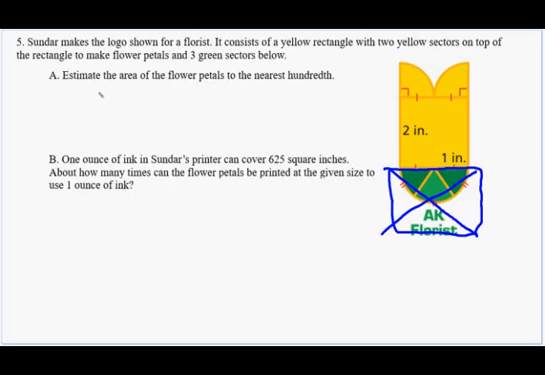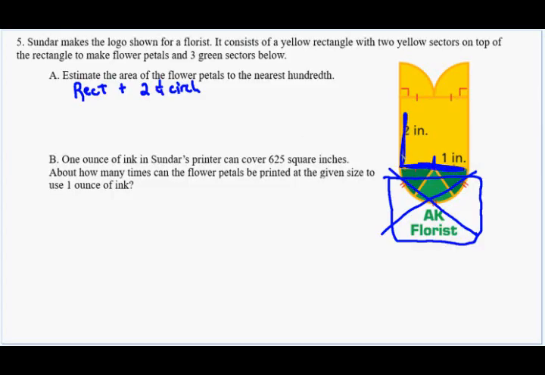Part A, estimate the area of the flower petals to the nearest hundredth. Well, we've got 2 parts. We've got a rectangle plus 2 quarter circles. So the rectangle's easy. If I slide this down a little bit, we can see here this is 1 inch, and that would make this 1 inch. They are marked congruent. So this is a 2-inch side, and this is a 2-inch side. So the area of our rectangle here is a 2 by 2.